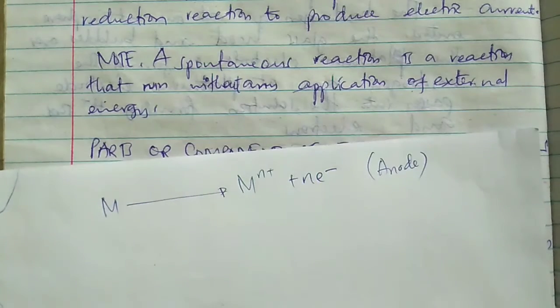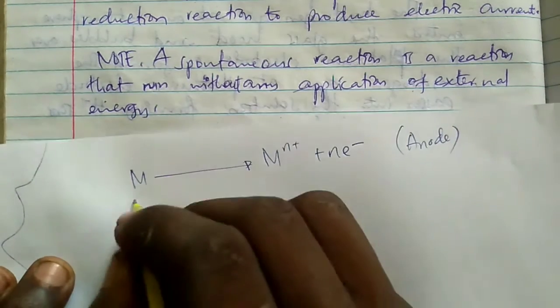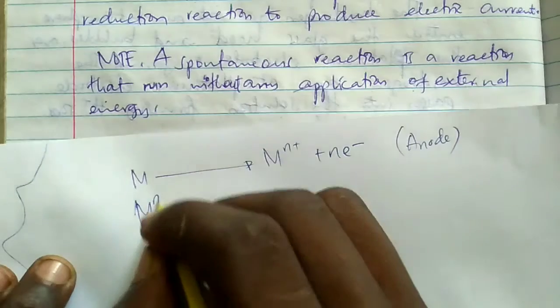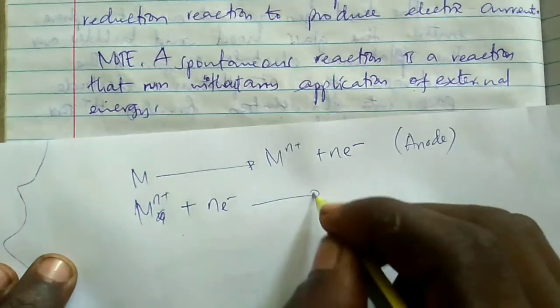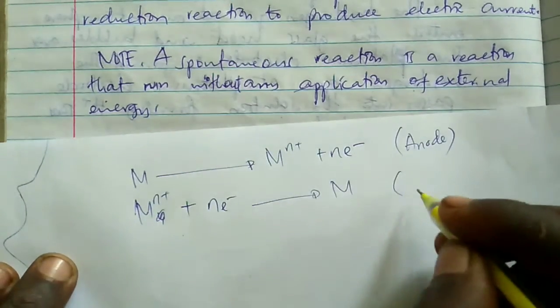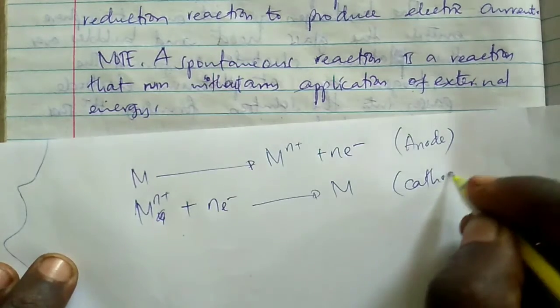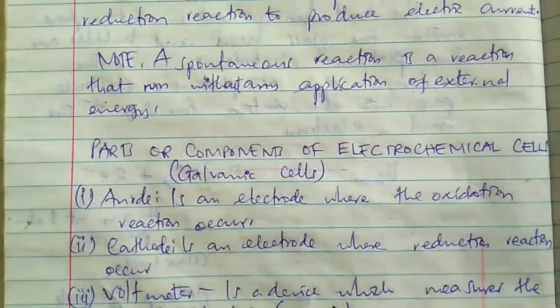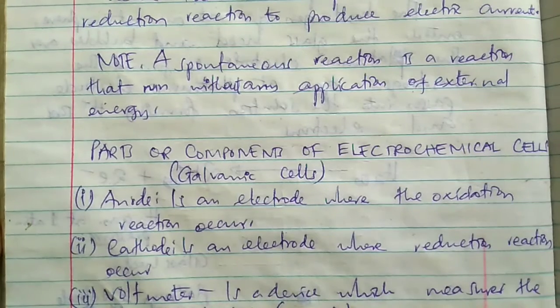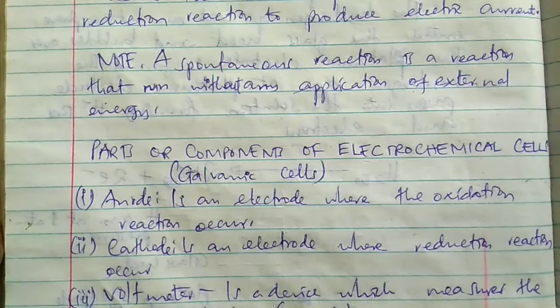Then we have the cathode, where the reduction reaction occurs. So the anode is an electrode where oxidation occurs. The cathode is an electrode where reduction occurs.